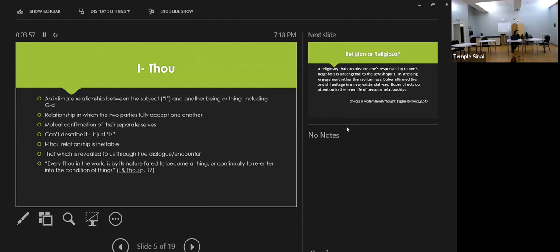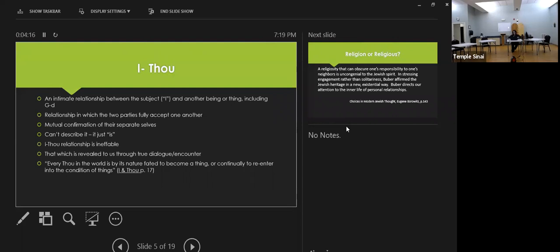The very last line comes directly from Martin Buber's work, I and Thou. Every thou in the world is by its nature fated to become a thing. We read this last week. Or continually to re-enter into the condition of things.